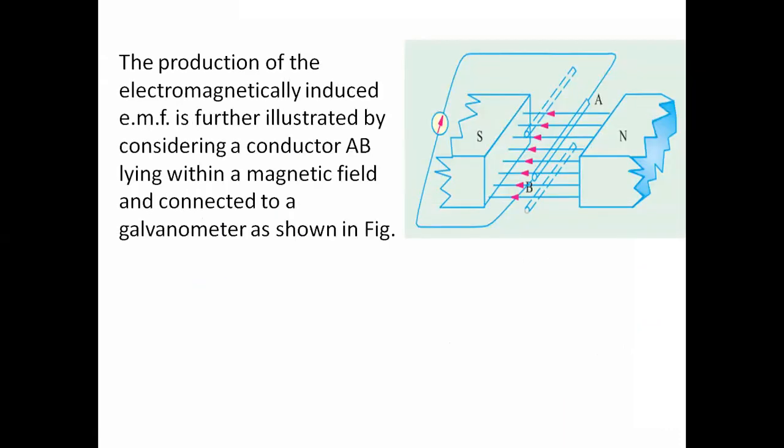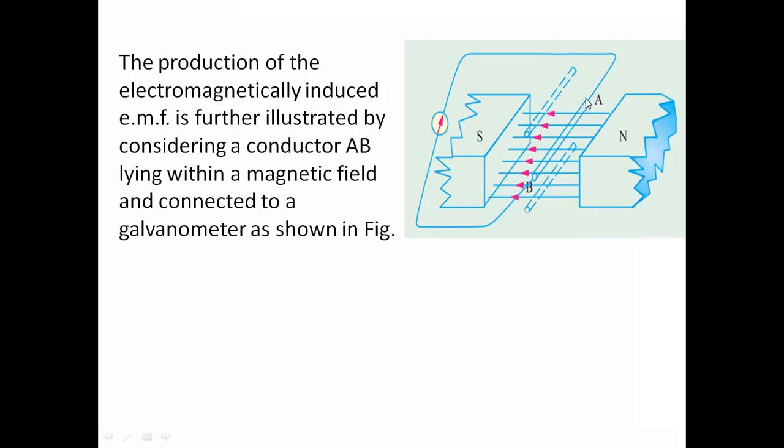So the production of the electromagnetically induced EMF is further illustrated by considering the conductor AB lying within the magnetic field and connecting to the galvanometer as shown in the figure. Here, this is the magnetic field, north pole to south pole. The red direction indicates the flux direction. This is the magnet, and this is the conductor A, placed in the magnetic field, and the two ends of this conductor are connected to a meter, a galvanometer. It indicates the flow of the current through this conductor.